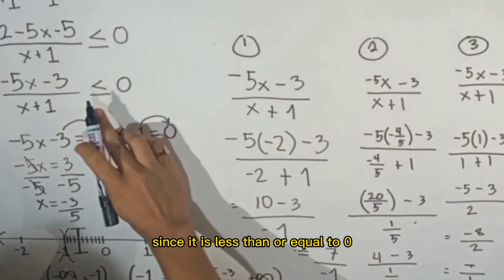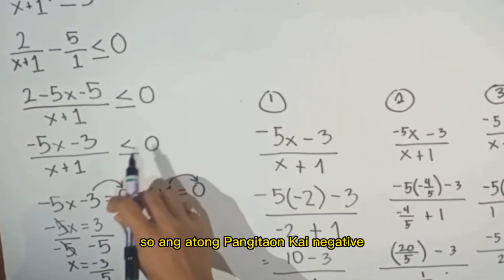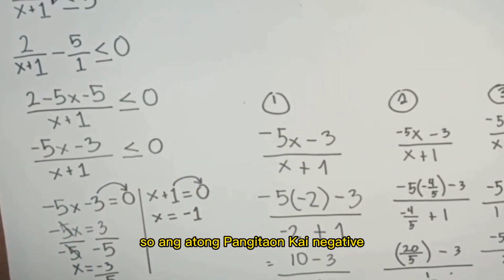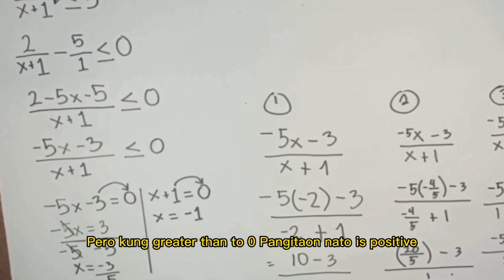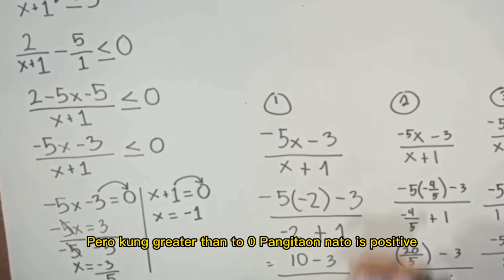Since it is less than or equal to 0, less than 0, so what we are looking for is negative. But if it is greater than 0, we look for positive.